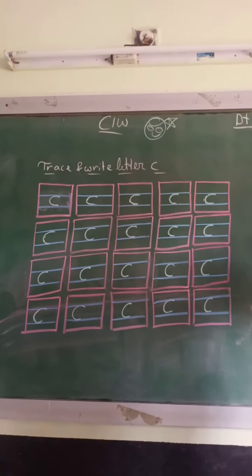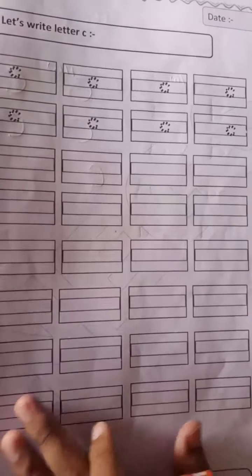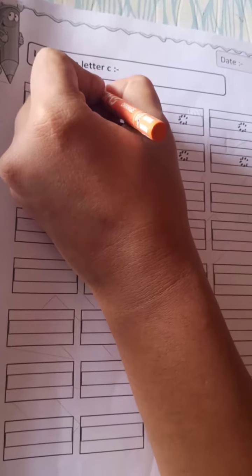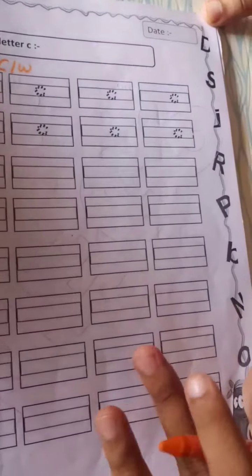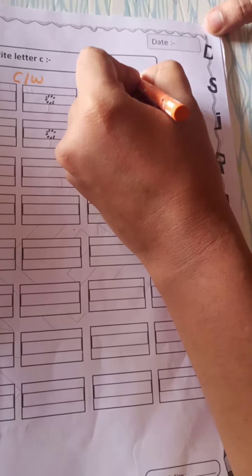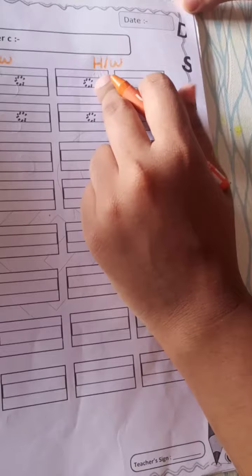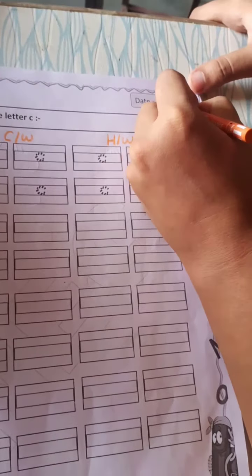Now, homework time. So, first, kids, as I told you, the first half page is in classwork. So, write CW here. And the other half page is in homework. So write HW here. Parents, please guide your children and write the date here.